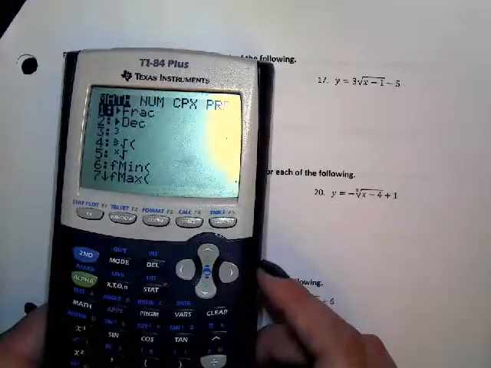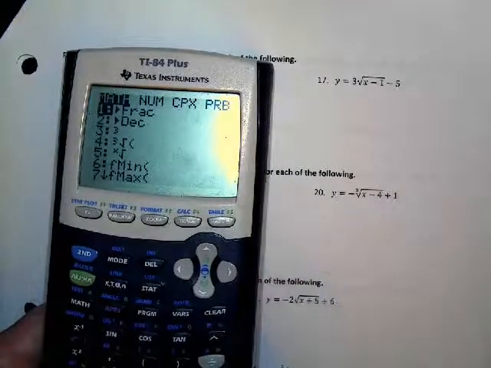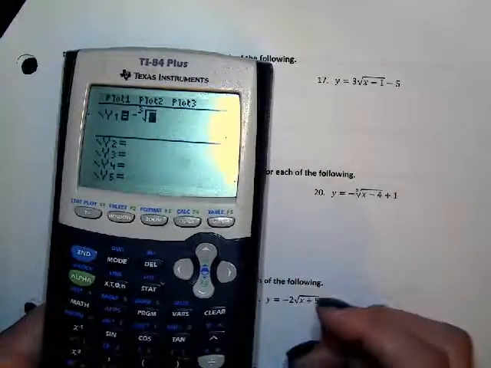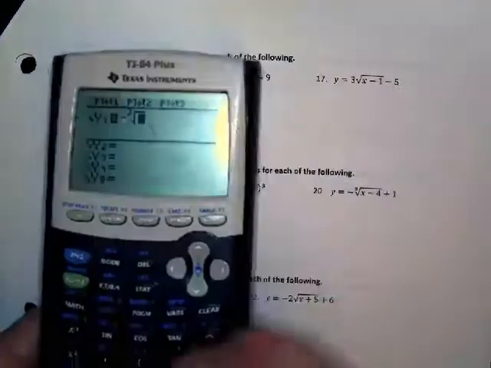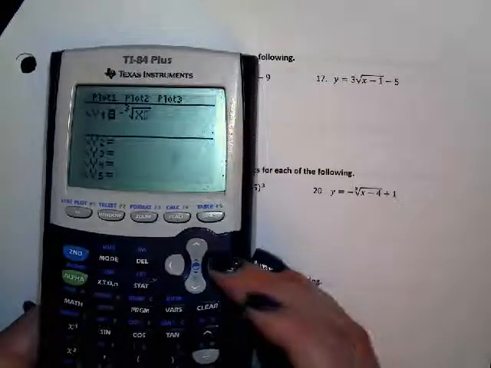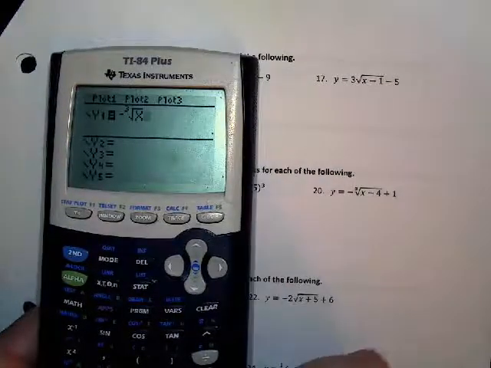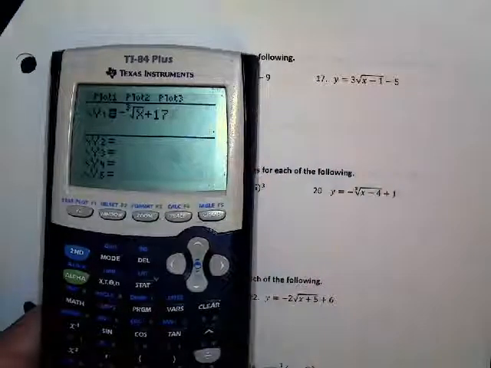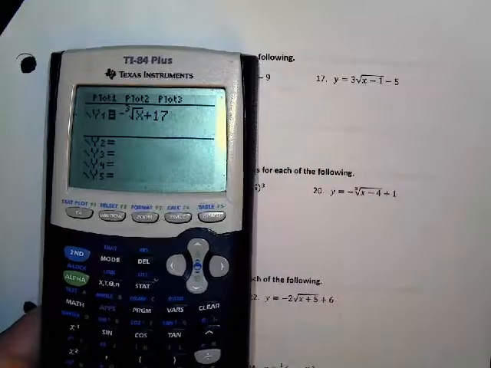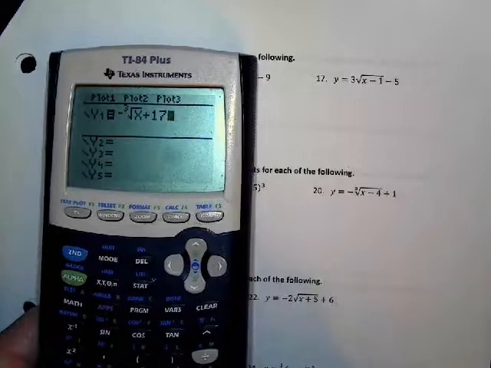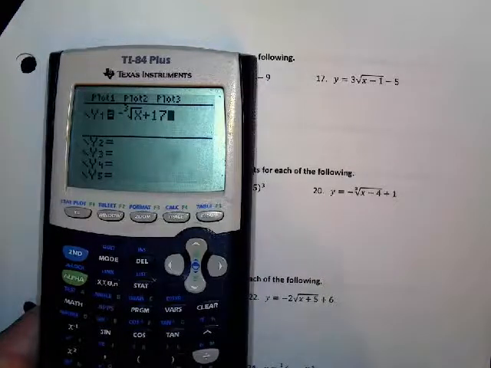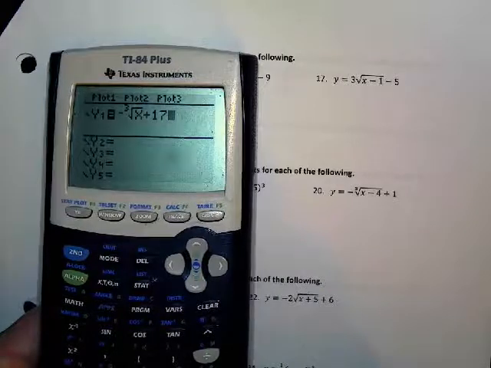All right, and then which one? Number 4. All right, cube root. Negative cube root of x, and then what? Plus 17. So what has happened to this graph? Somebody tell me the transformations. Yes. Reflect over x and up 17.